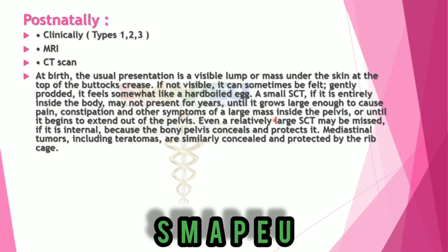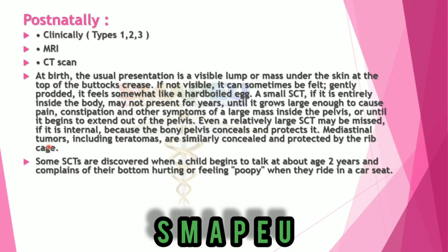A small sacrococcygeal teratoma, if it is entirely inside the body, may not present for years until it grows large enough to cause pain, constipation, and other symptoms of a large mass inside the pelvis, or until it begins to extend out of the pelvis. Even a relatively large sacrococcygeal teratoma may be missed if it is internal because the bony pelvis conceals and protects it. Mediastinal tumors, including teratomas, are similarly concealed and protected by the rib cage. Some sacrococcygeal teratomas are discovered when the child begins to talk at about age 2 years and complains of their bottom hurting or feeling poopy when they ride in a car seat.